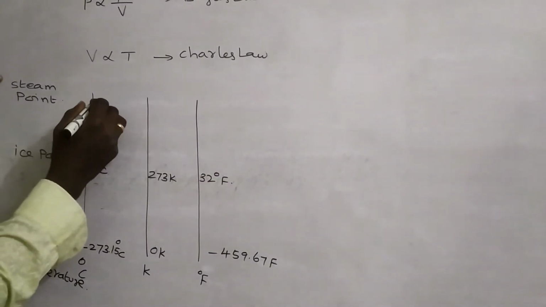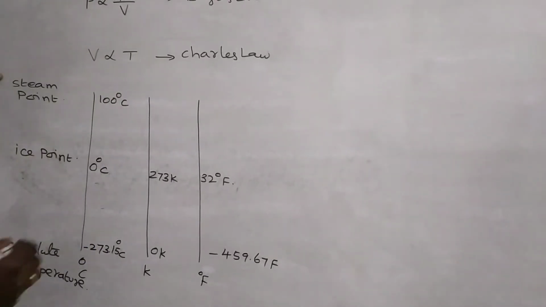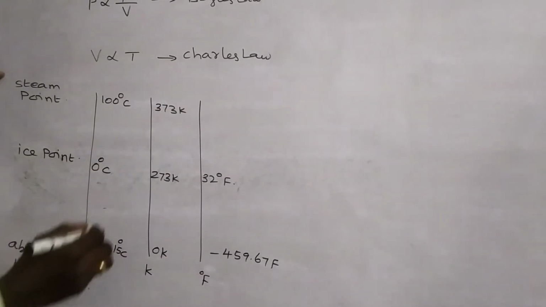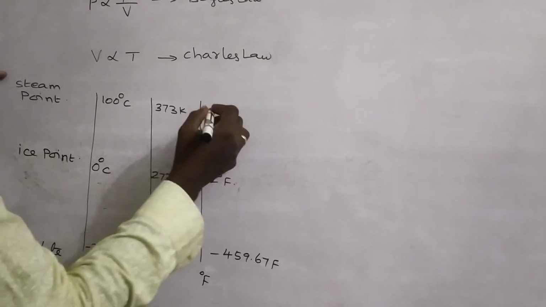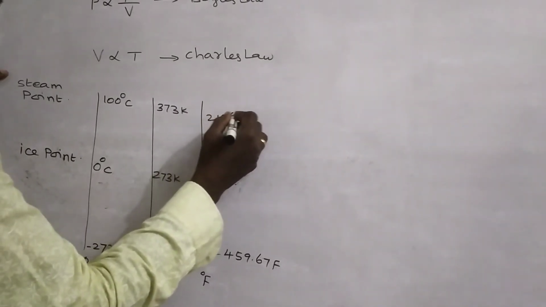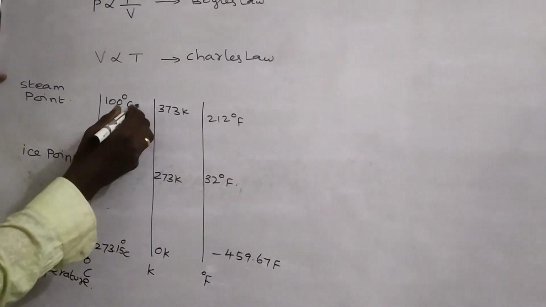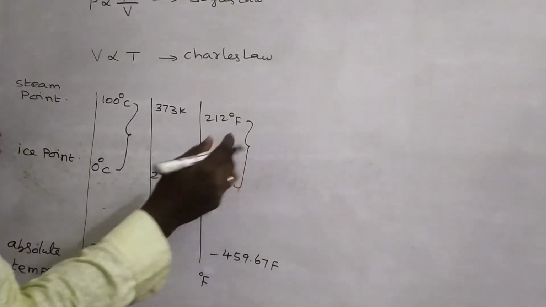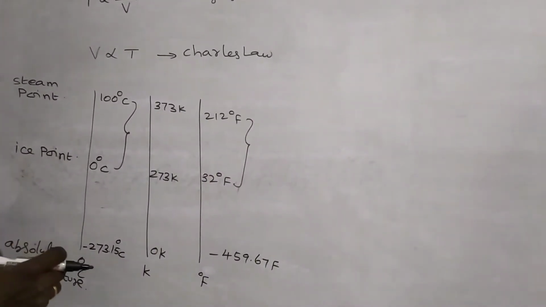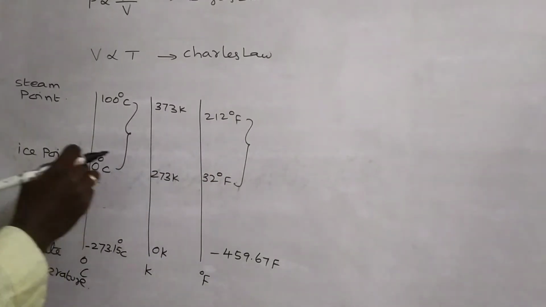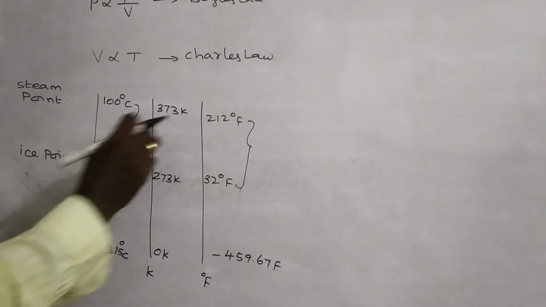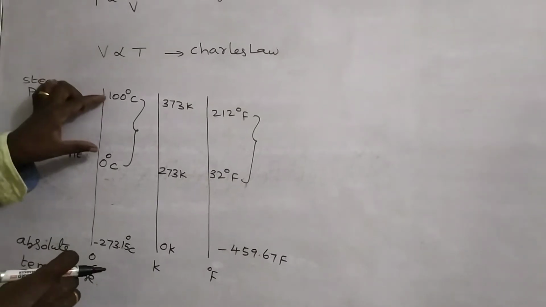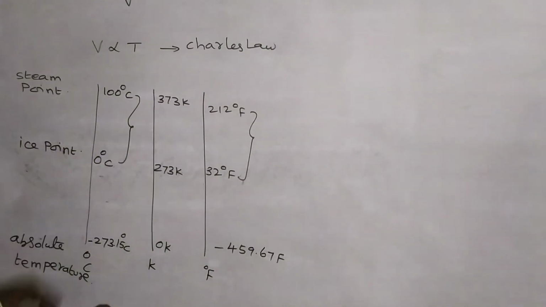Then steam point of water is 100 degree Celsius, 373 Kelvin, and 212 degree Fahrenheit. So from 0 degree to 100 degree Celsius, in Celsius there are 100 divisions. In Fahrenheit there are 180 scale divisions. So 32 degree Fahrenheit is equal to 0 degree Celsius, and 212 degree Fahrenheit is equal to 100 degree Celsius. So the temperature difference of 100 Celsius scale is equal to 180 Fahrenheit scale.